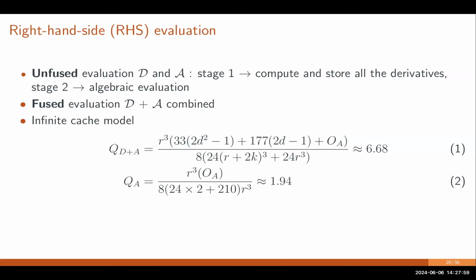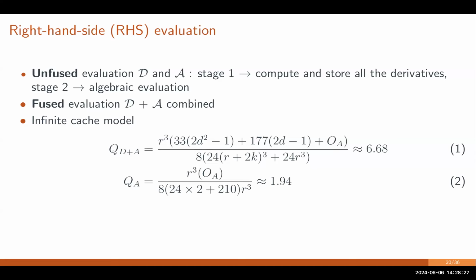So for the right-hand side evaluation, you can do an unfused evaluation. What I mean by unfused is that you compute all the derivatives and store them in memory. So at stage one, you compute and store all the derivatives, and at stage two, you do the algebraic evaluation.